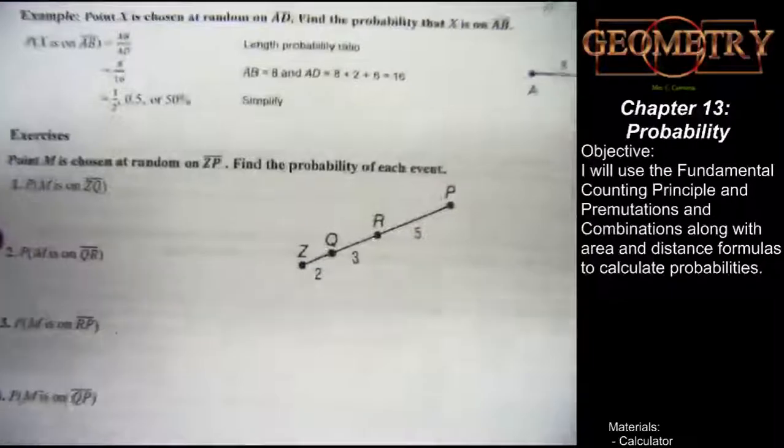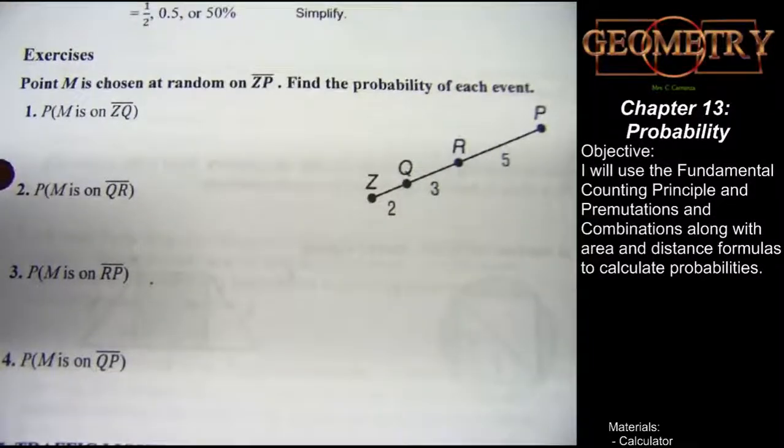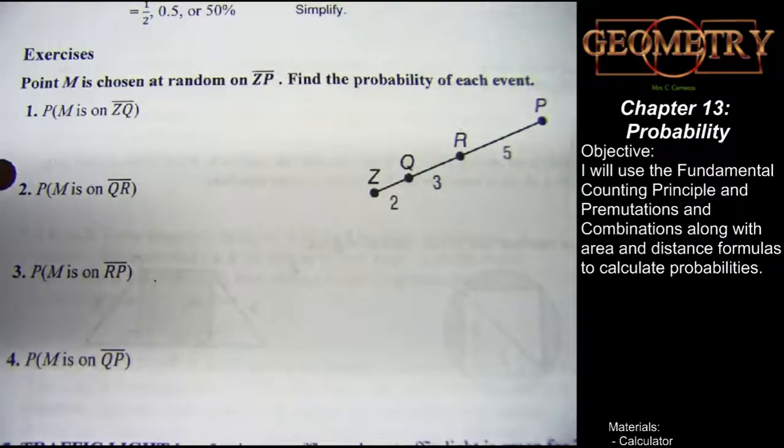So let's say we have this line segment ZP. And we're going to pretend that it's a dartboard, but it's a magic dartboard that whenever I throw a point at it, it's always going to hit this line.